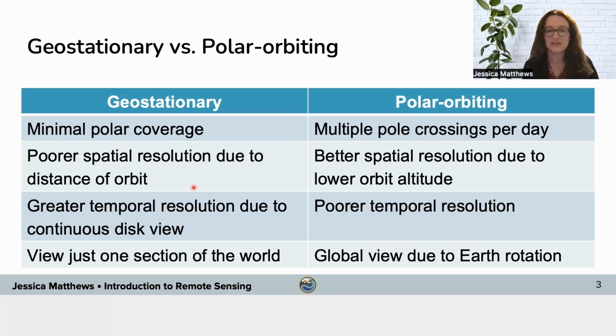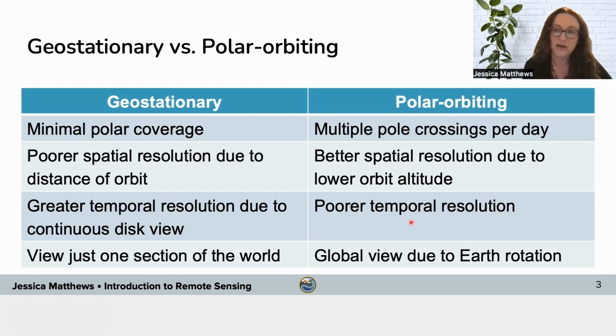Conversely, it's the opposite for temporal resolution, which means how often we're getting data samples of a particular piece of the Earth. Because geostationary missions are always looking at the same piece of the Earth disk, they have much greater temporal resolution, sometimes on a minutely basis. Whereas because the polar orbiting missions are circling the Earth, they may only cover a certain part of the globe maybe once a day or less frequently, depending on the particular sensor.